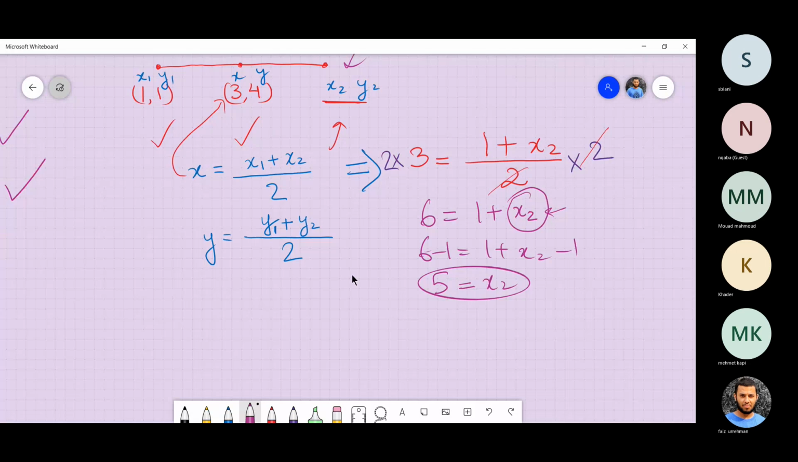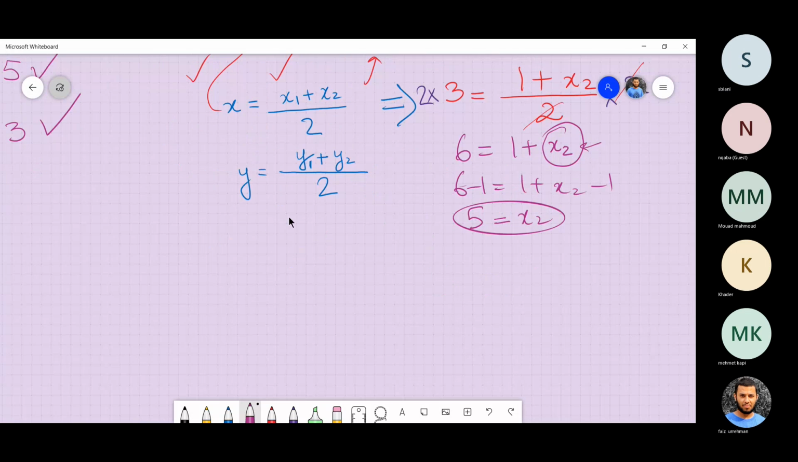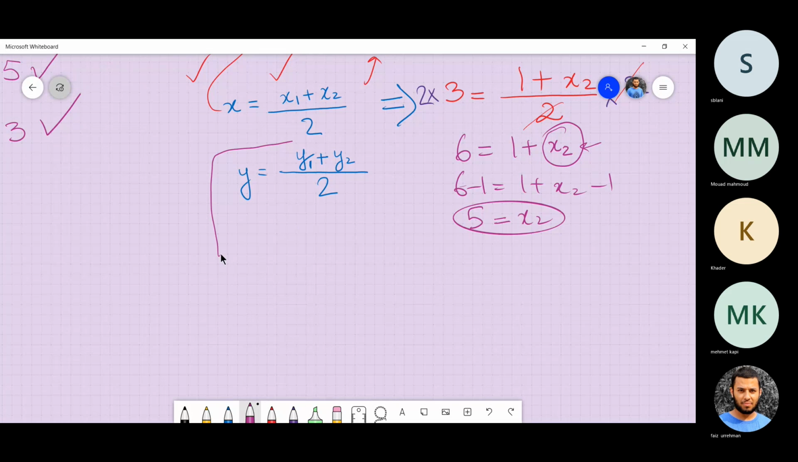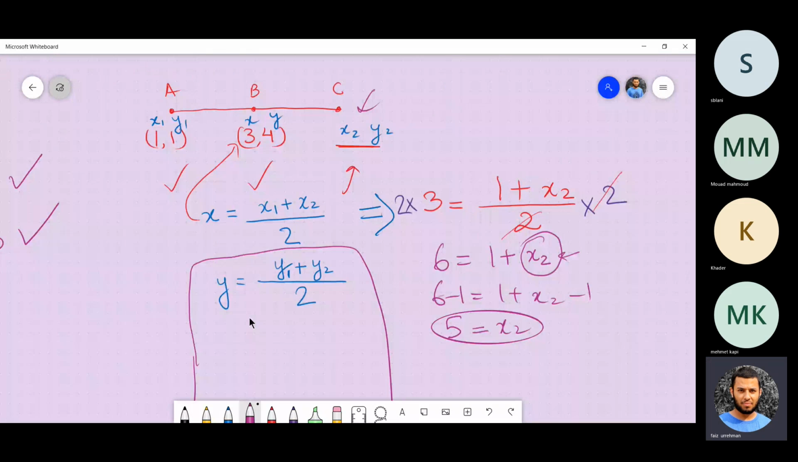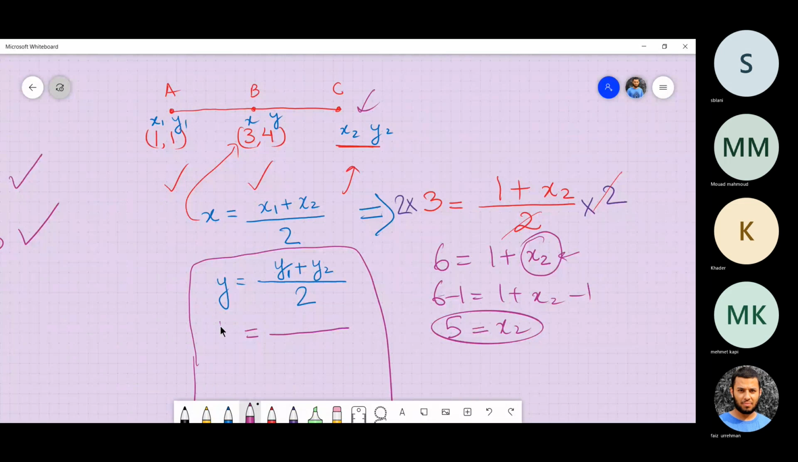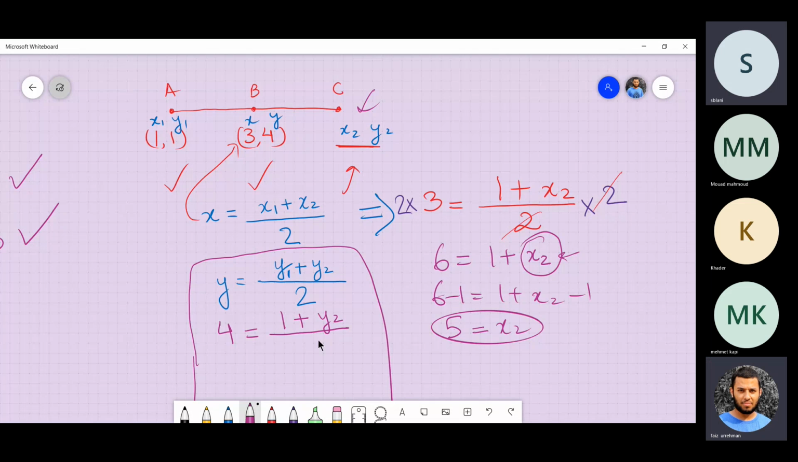Okay. And then what about y2? Can we solve y2? Yes, sir. What are the given values? Y is given, it's 4. What about y1? Y1 is 1. Y2 is not given. So we will keep it as y2 upon 2. Now can we solve this?